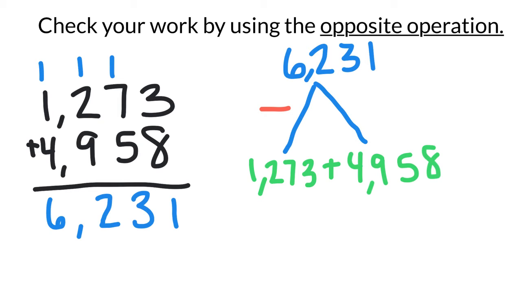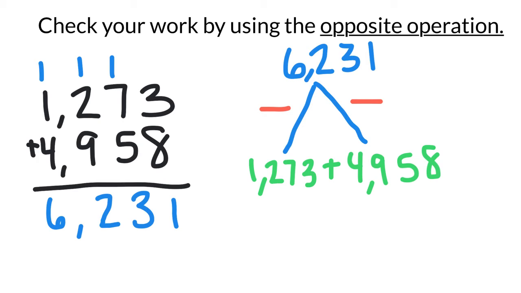My goodness. And then same goes on the right side. If I were to do 6,231 minus 4,958, I would get 1,273. And that's what it means to use the opposite operation. Let's check to see if that will work.